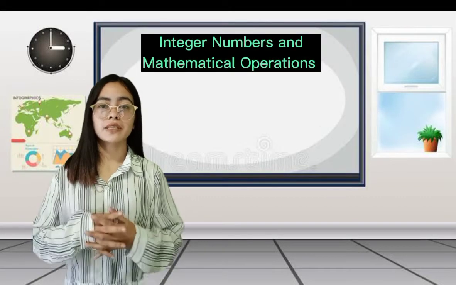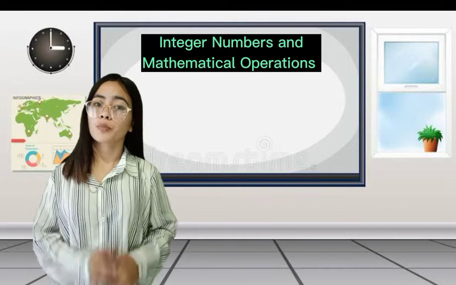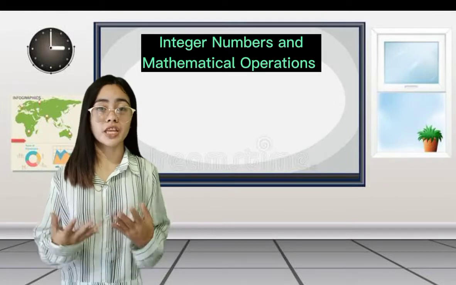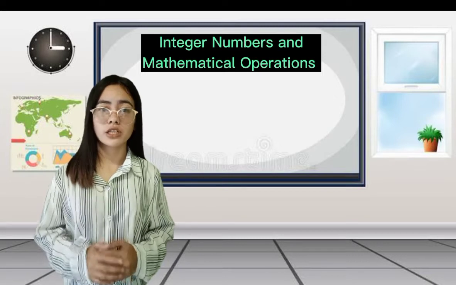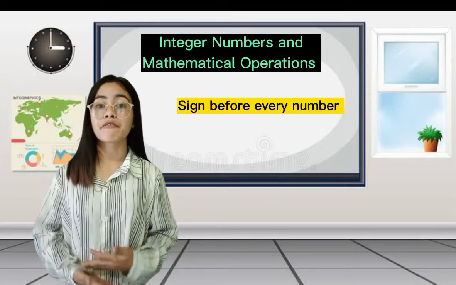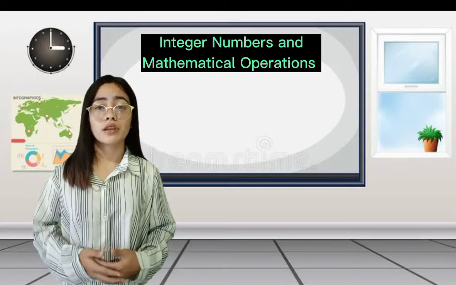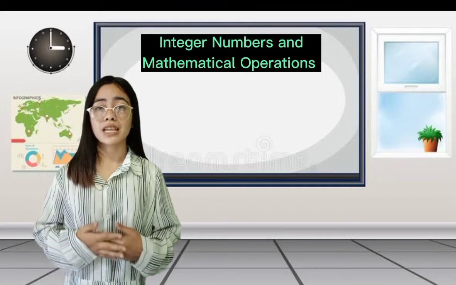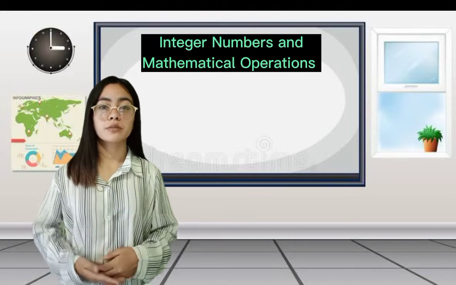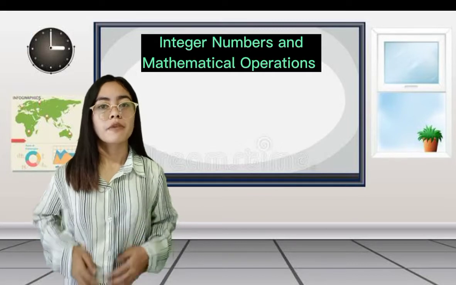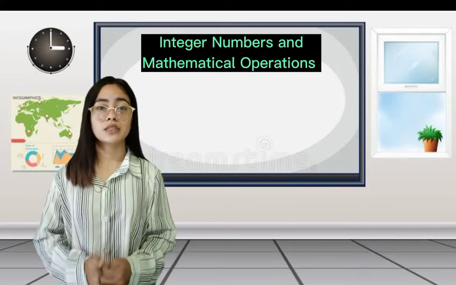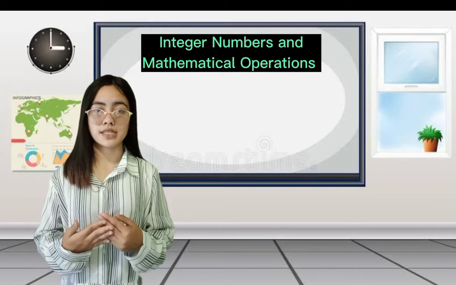Integer numbers and mathematical operations. Mathematical operations include addition, subtraction, multiplication, and division of any number. When we perform these operations with integer numbers, we always keep in mind the sign before every number. As we already know, an integer includes a number with a positive or negative sign, therefore these have to be dealt with differently. Before delving into further operations, we first need to know the properties related to these mathematical operations.